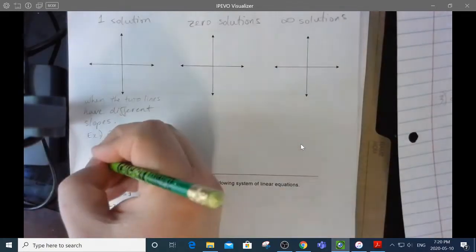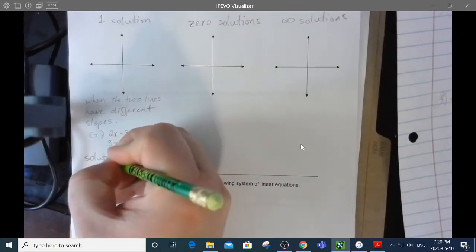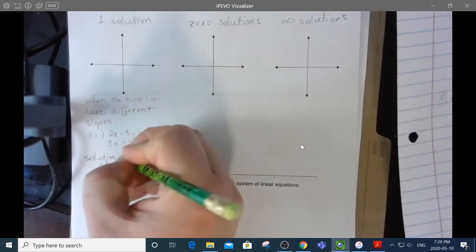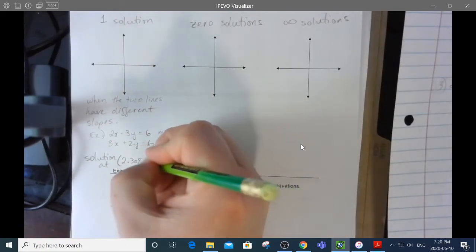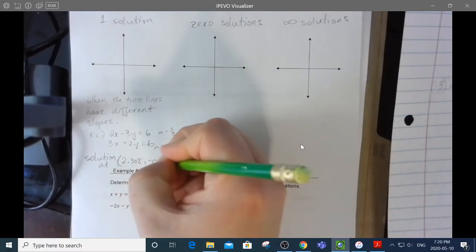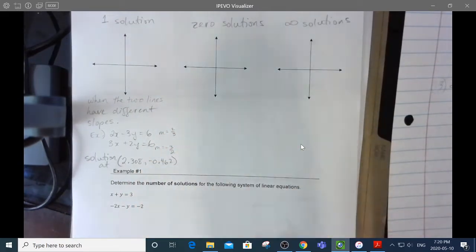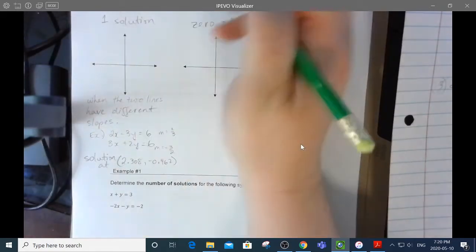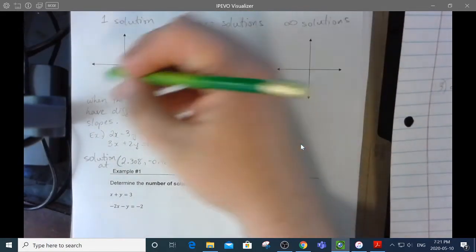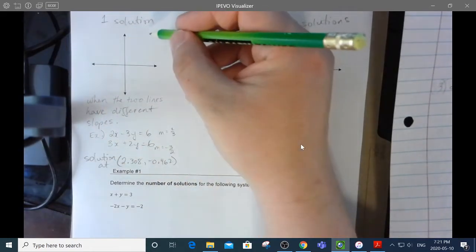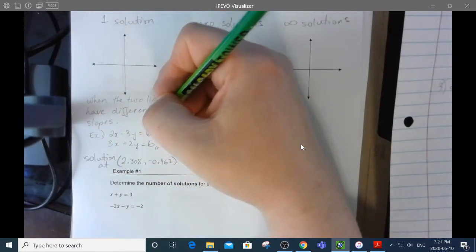So these two guys have a solution. Solution at, and let's see, what was it again? X was 2.308 and y was negative 0.462. There we go. So let's make a quick sketch of these two lines. They have a slope of 2/3, which is positive, so the first line's going up, but its y-intercept would actually be down here somewhere.